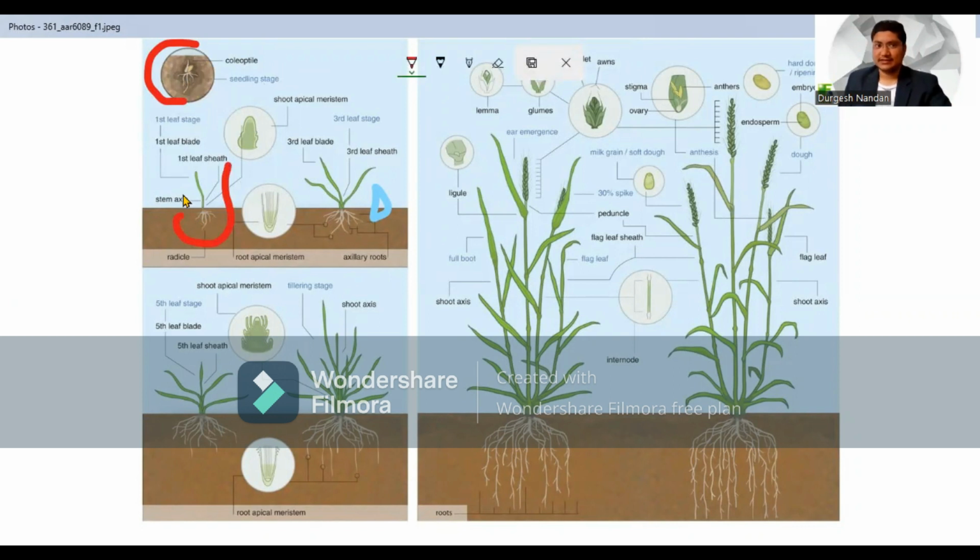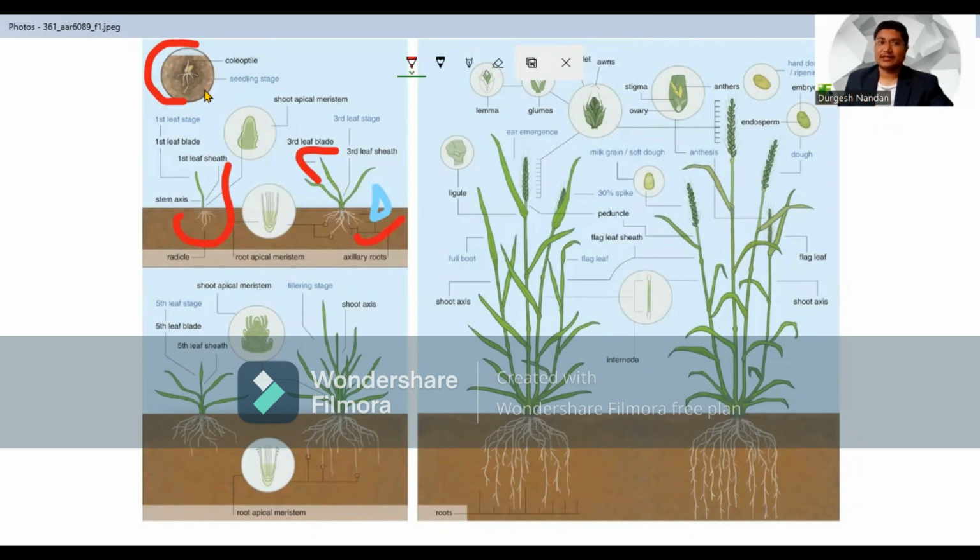Okay, the stem axis is there, and the first leaf has germinated. After it moves toward the third leaf stage, three leaves are generated. The top portion of the leaf is known as the leaf blade. And that is where the axillary roots are found and seen.